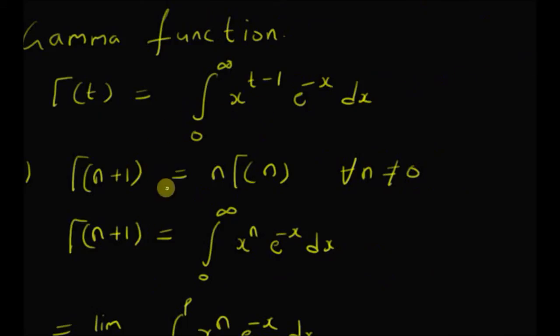Thus, to summarize, we looked at three properties of the gamma function. The first one is gamma of n plus 1 is equal to n times gamma of n for all values of n not equal to 0. The second is gamma of 1 is equal to 1. And the third is gamma of n plus 1 is equal to n factorial for positive integers, that is natural numbers.